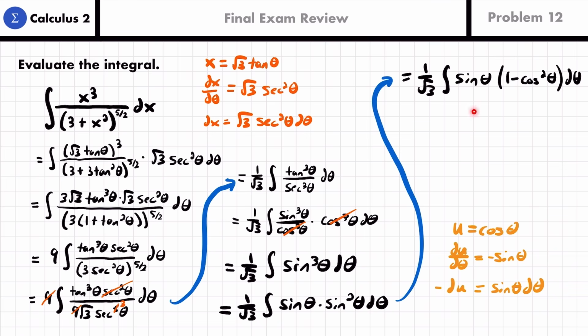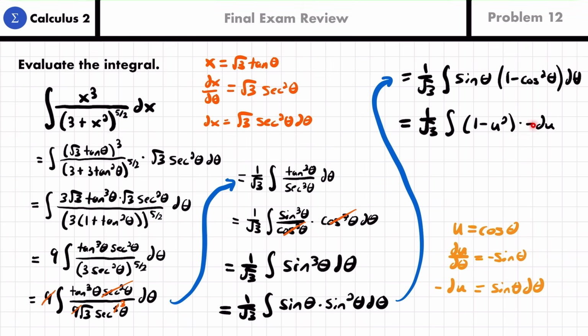All right, so now let's rewrite this integral in terms of u. This will be equal to 1 divided by the square root of 3 times the integral of 1 minus u squared times negative du, right? We replace cosine theta with u because that's what we set it equal to. So instead of cosine squared, we have u squared. And then we replaced sine theta d theta with negative du because that's what we found that was equal to.